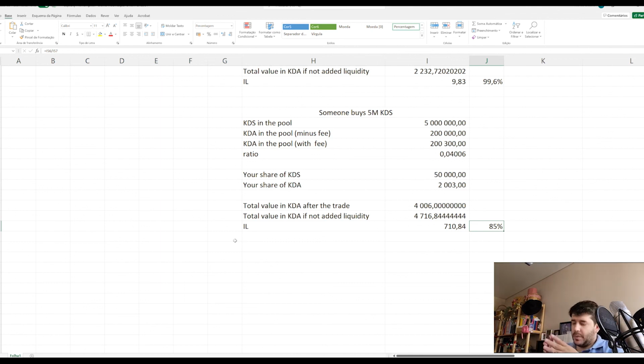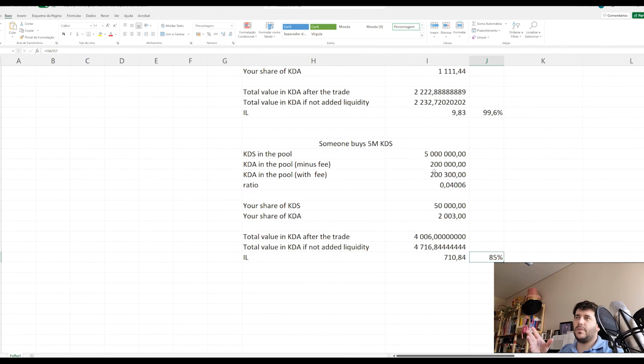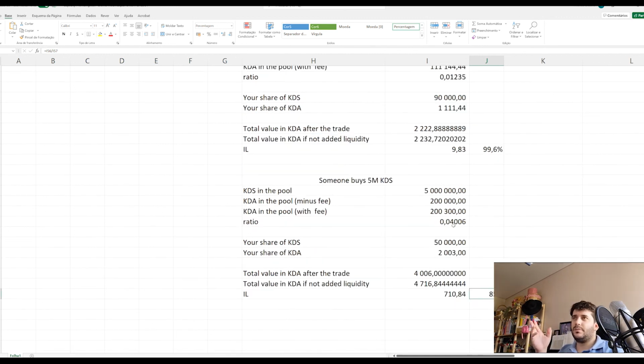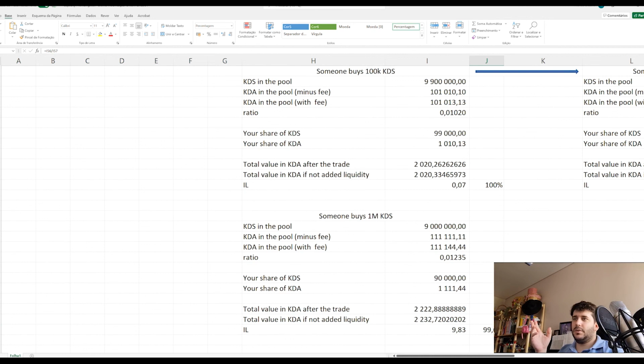Well, you're not always going to lose money. As you know, you are getting something back in the fee. So in this case, just this trade, you got 3 KDA in fee. Of course, it doesn't make up for the 710, but you get 3 KDA. Now, if someone sold back this KDS and put in again 5 million more, you would have 0 impermanent loss, and you would have won 6 KDA for your troubles. So let's see an example right here in the top.